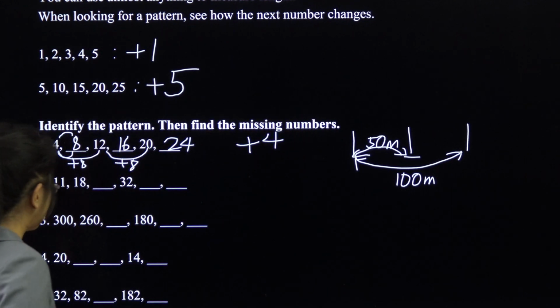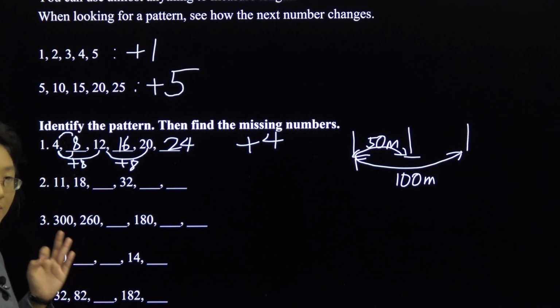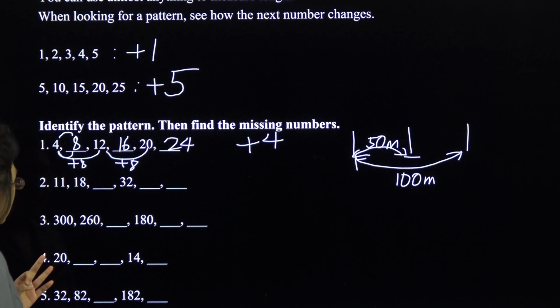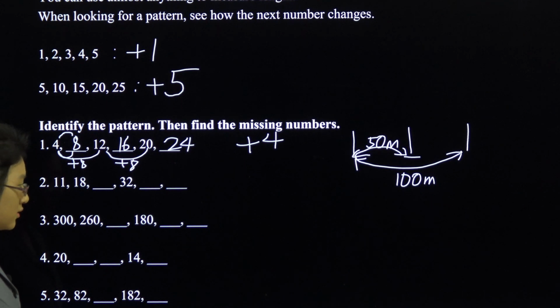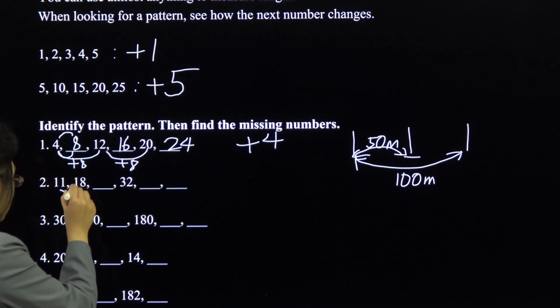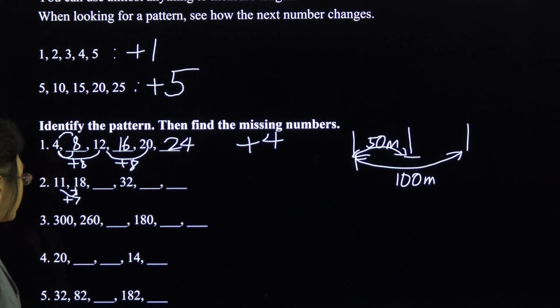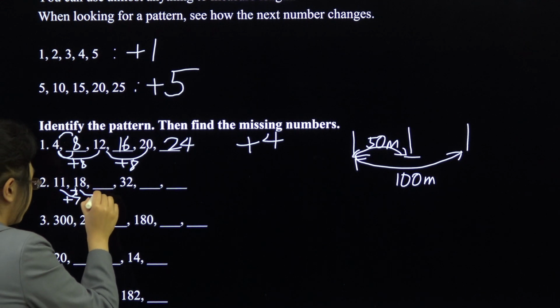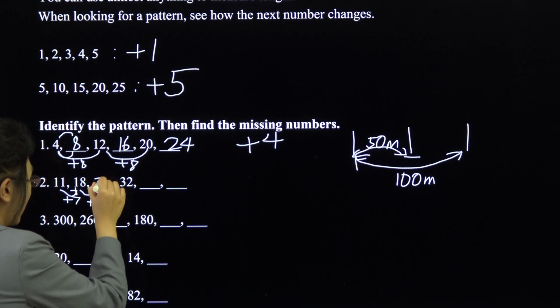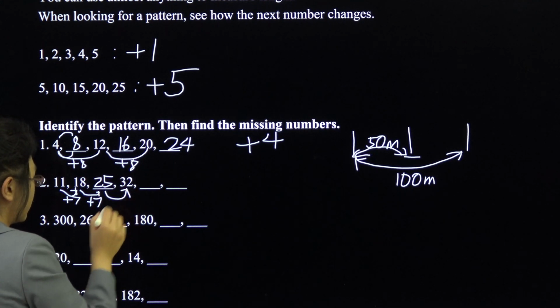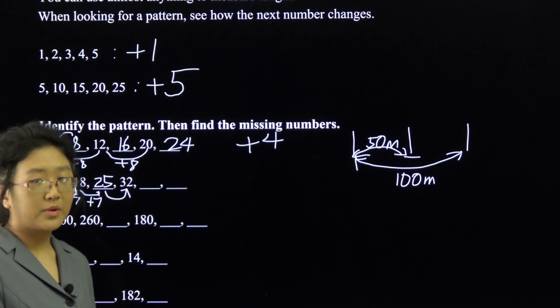Now we're going to continue to 11, 18, something, 32, something, something. Okay then. We have 11 and 18 right next to each other. Now, 11 and 18, what's the difference? 11 plus 7 equals 18. So what's 18 plus 7? 25. What's 25 plus 7? 32. What's 32 plus 7?